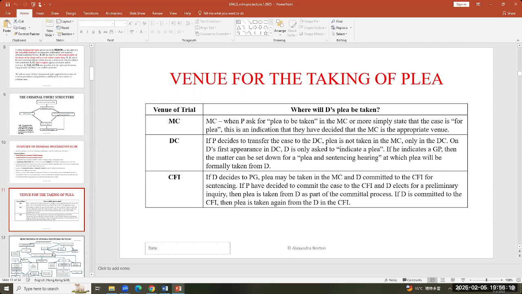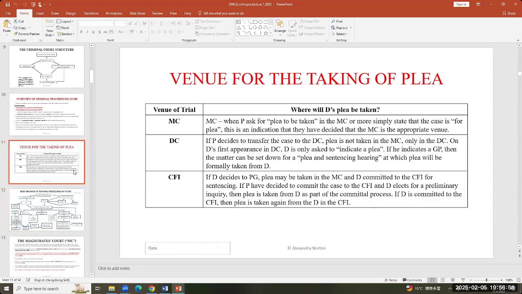If the prosecution have decided the CFI is the appropriate venue, though, then the defendant can actually plead guilty or not guilty in the magistrate's court. If he pleads guilty, he's then committed to the CFI for sentencing. If he decides to plead not guilty, then he has the choice of the way in which he's committed to the CFI, and we'll look at that in more detail in another lecture. But if he is committed to the CFI, plea is taken again from him when he gets to the CFI.